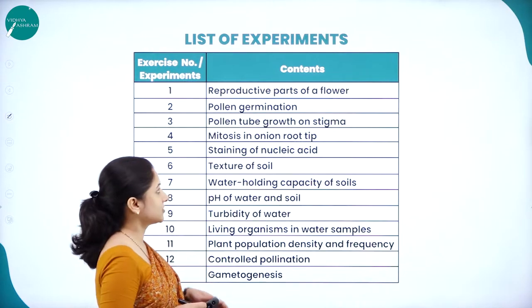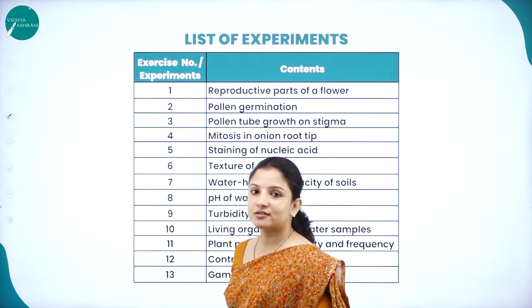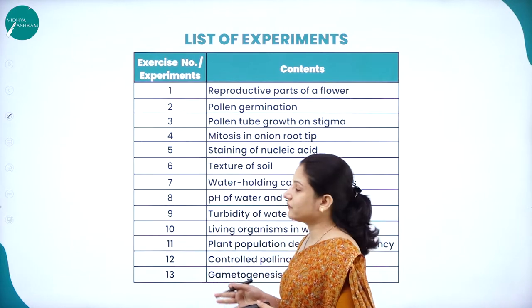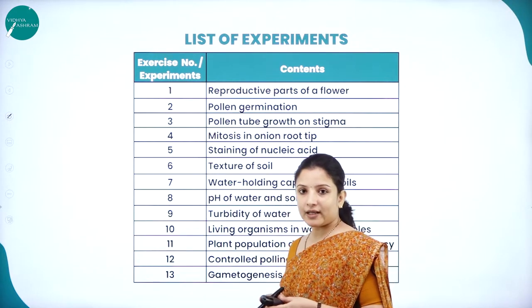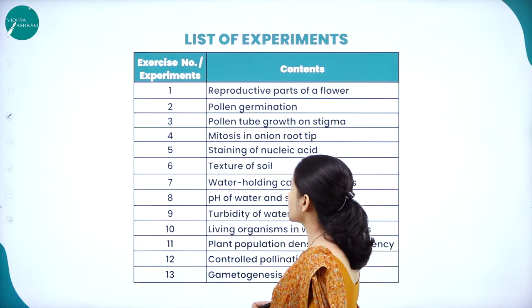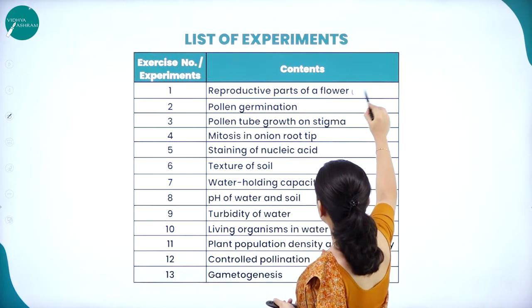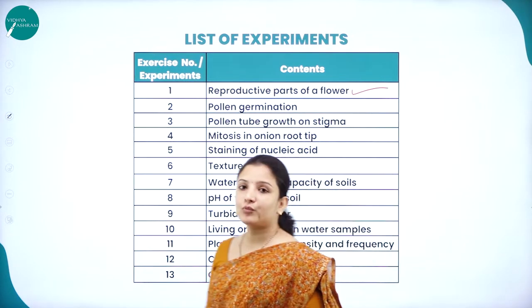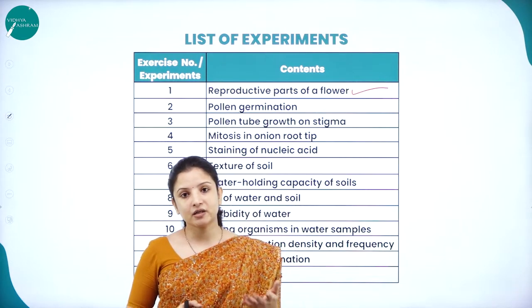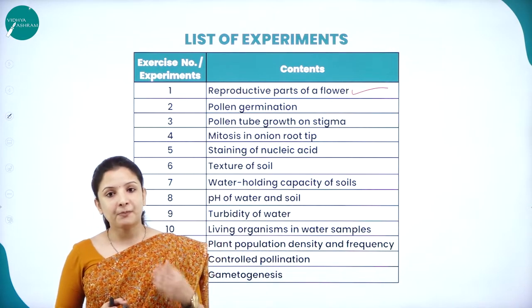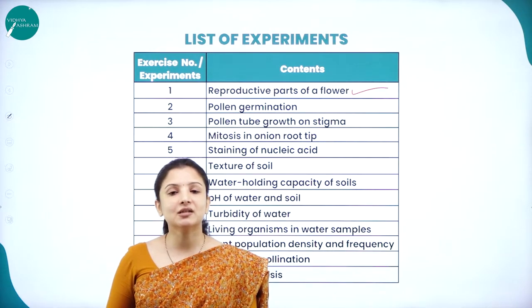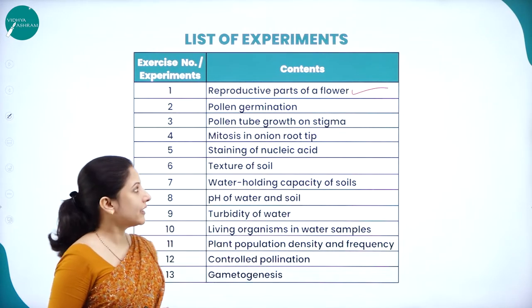It is quite interesting. There are quite a lot of interesting topics and experiments that they have given, around 21 experiments. What are those? We shall look into. So you have exercise one or experiment one, that is reproductive parts of a flower, wherein you'll be studying about the different parts of a flower that are present in hibiscus. So that is also quite interesting.